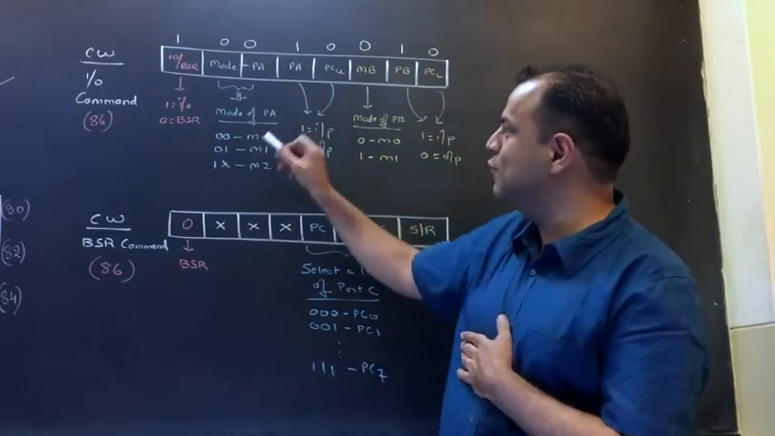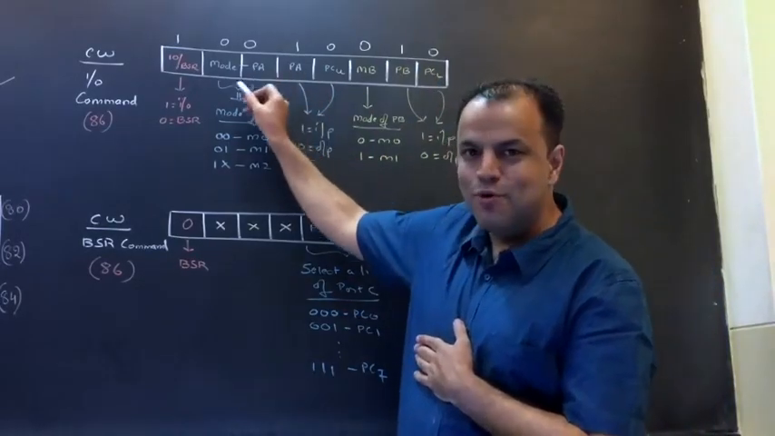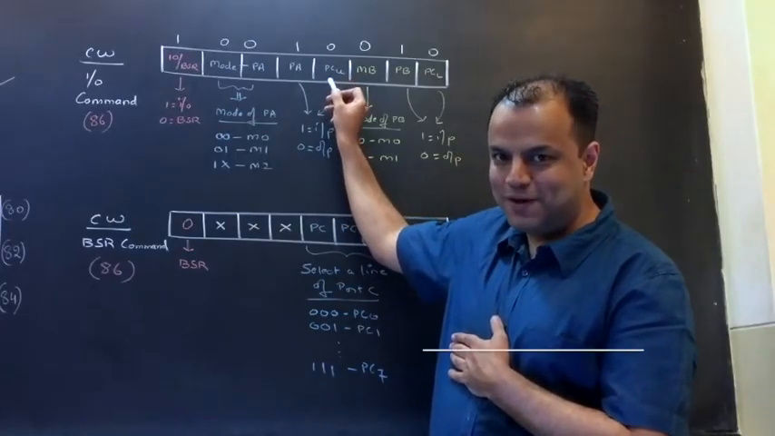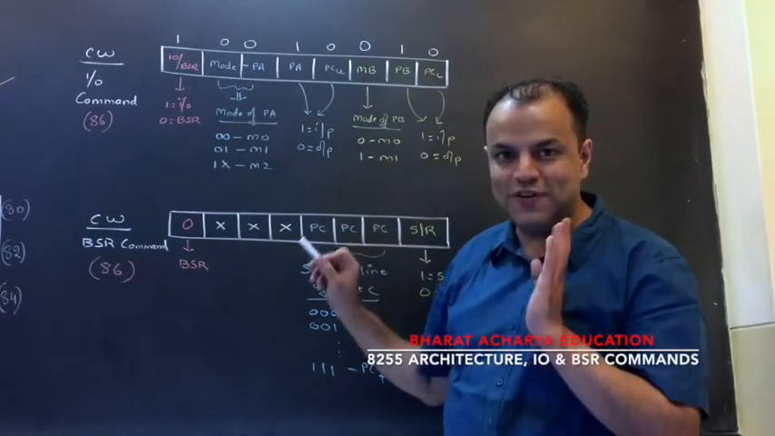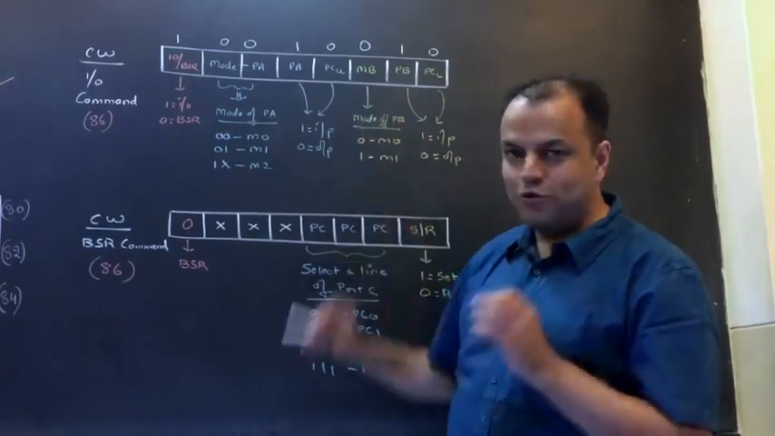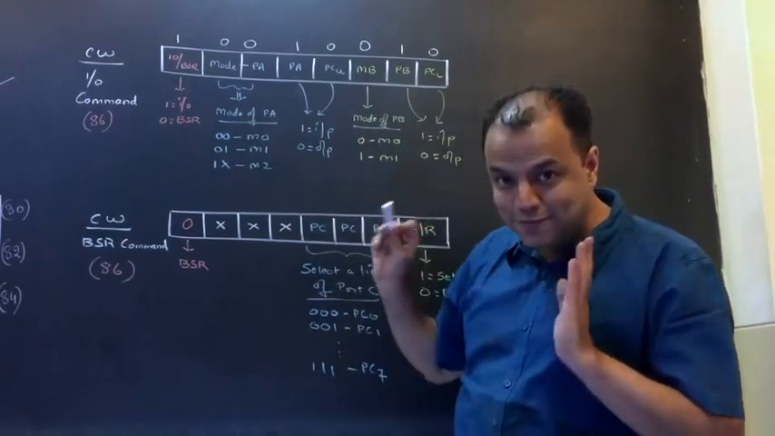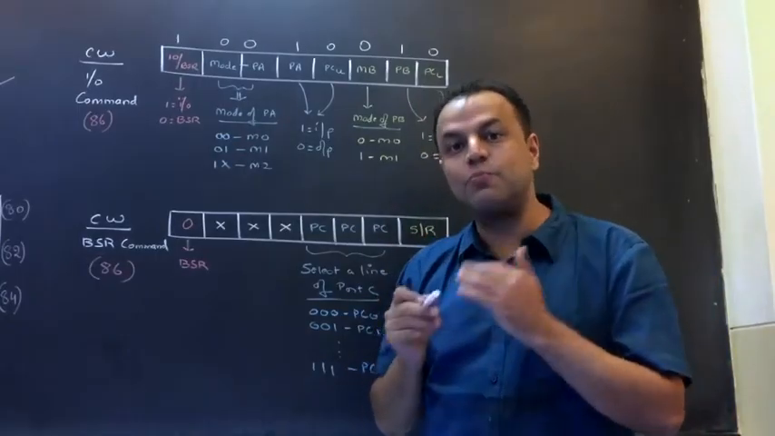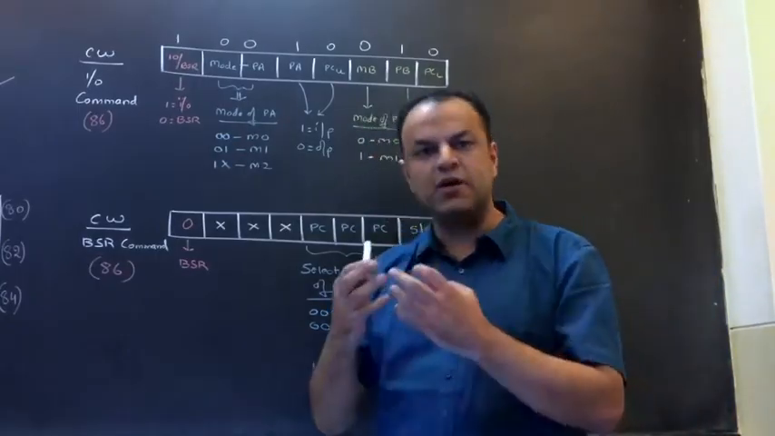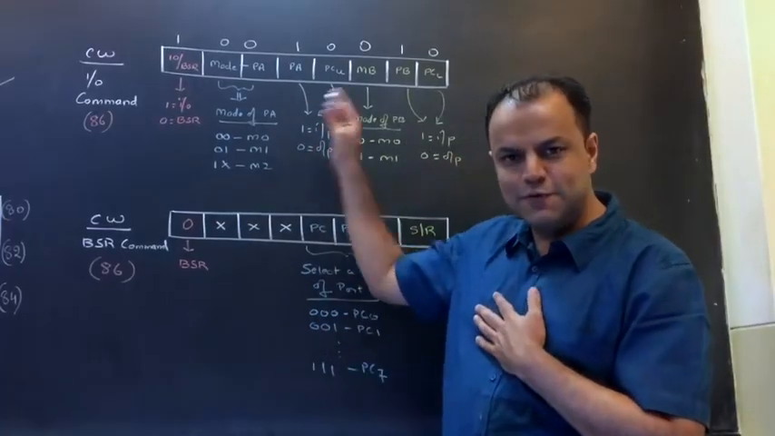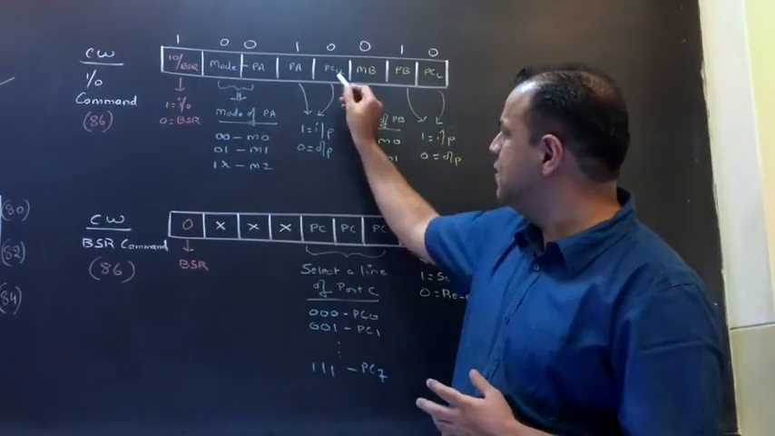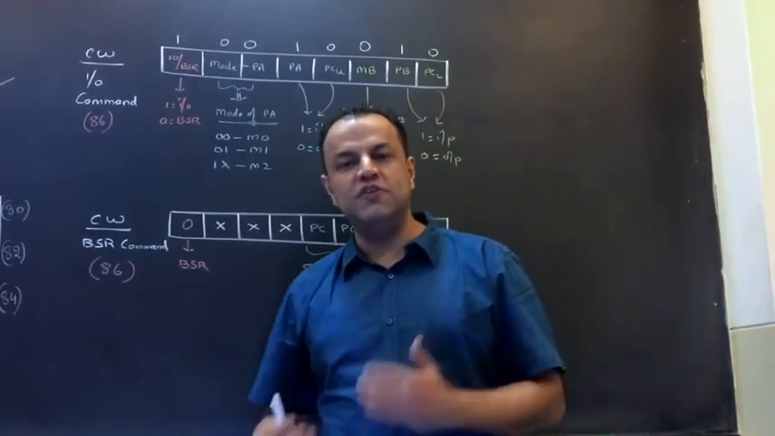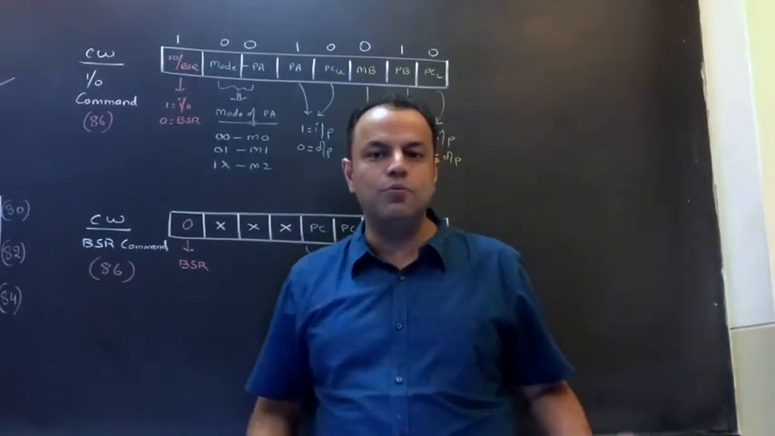So for the grouping logic, if port A is in mode 1, these lines are used for handshaking. Port C upper is used for handshaking. But still port C lower is free. If port B is in mode 0, port C lower is still free. So you can just decide the direction for port C lower as an input port or as an output port and vice versa. So because of the grouping logic, they've shown it separately. But invariably, both these bits will be the same. Either both of them will be 1, that means the whole port C is input, or will be 0, as in the whole port C is output.